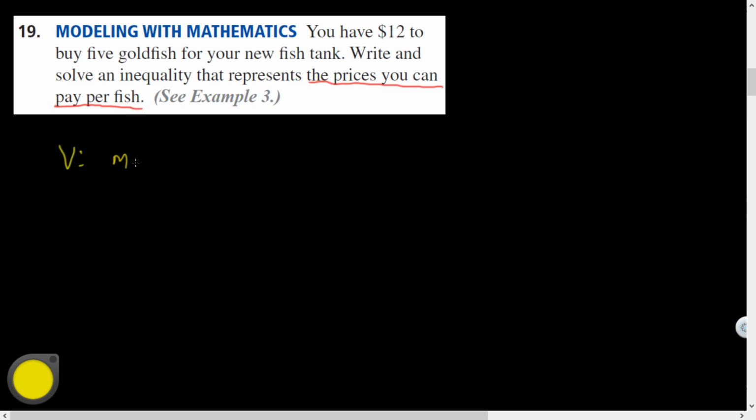I'll just call it M, for money, and we'll define it as the price per fish, measured in American dollars, because I saw this was in dollars, so I might as well measure it in dollars. Let's write our equation. In this case, it's an inequality. So this is going to be VISA for variable, inequality, solve, and answer for my outline here.